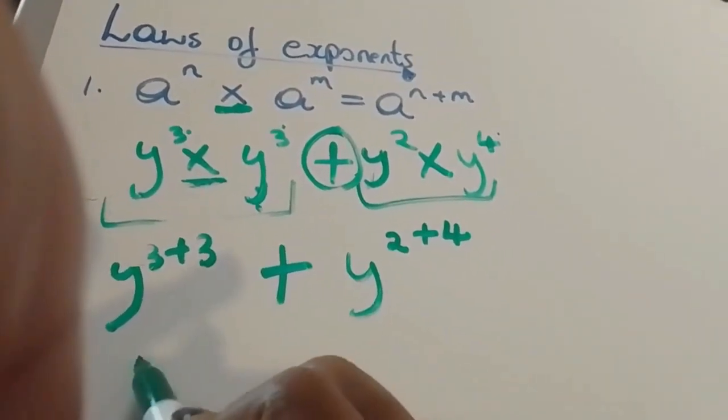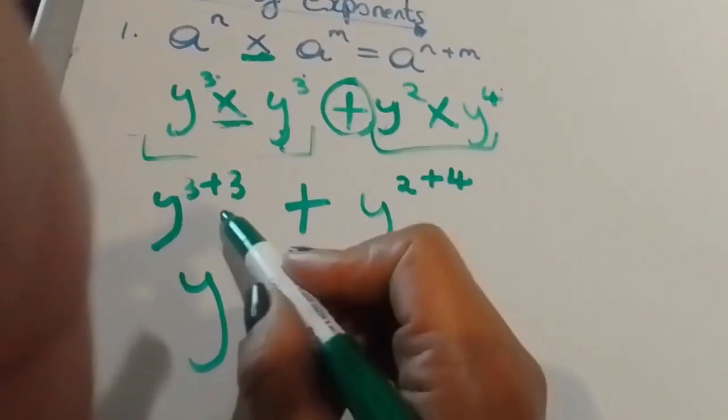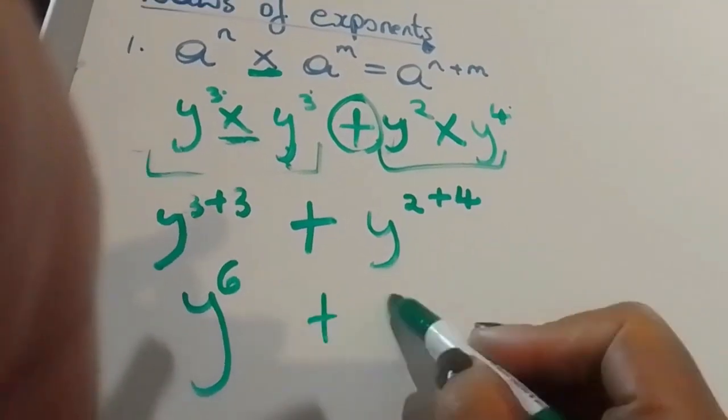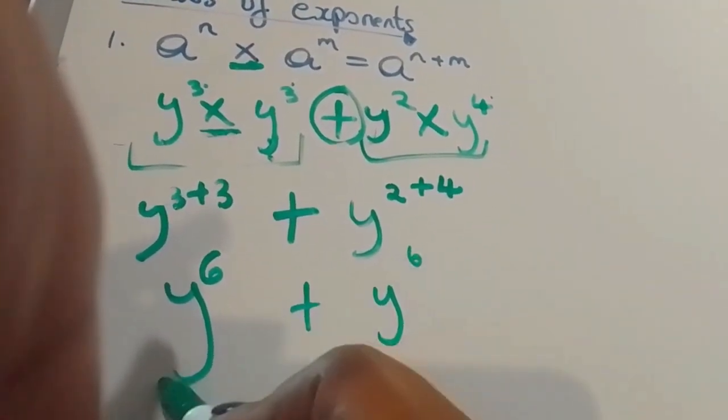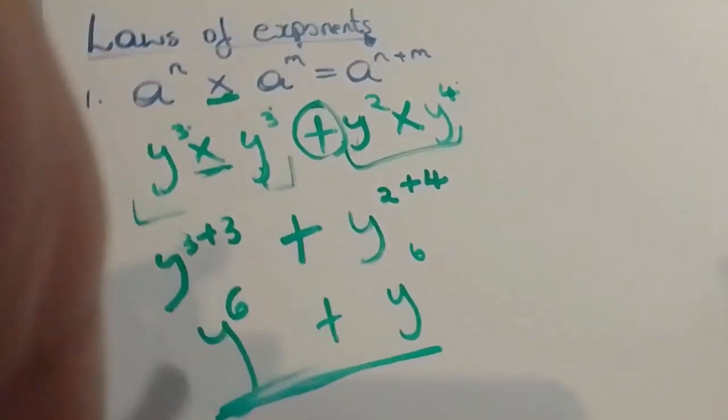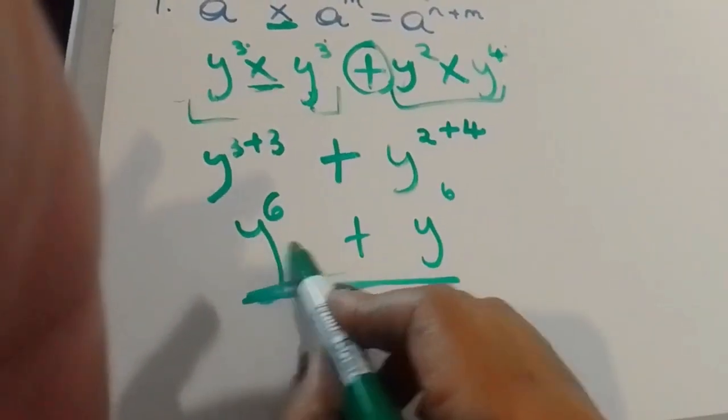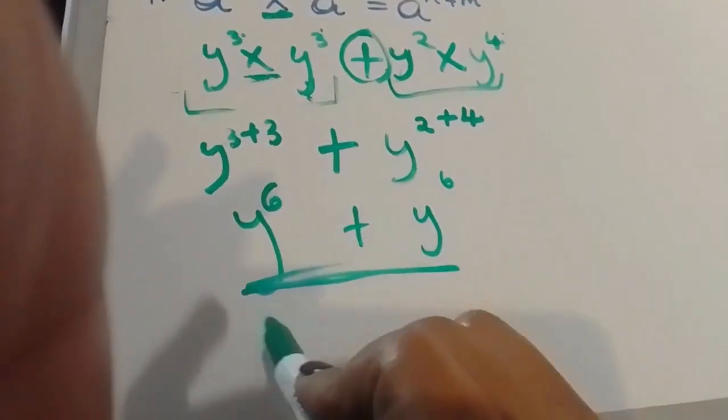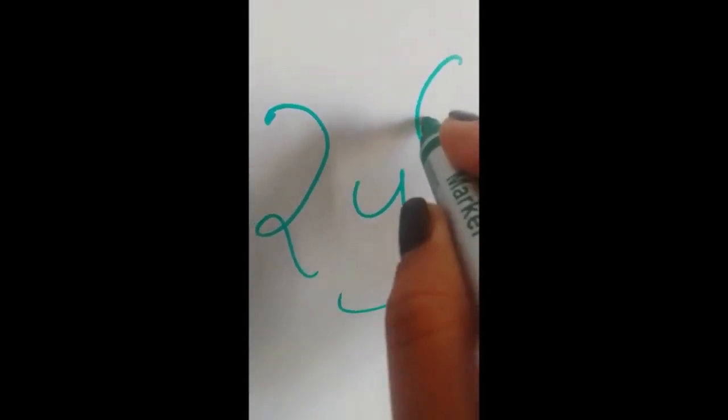Okay. And then we will end up with y to the power of 6 plus y to the power of 6. So now we have terms that look exactly the same. And then y to the power of 6 plus y to the power of 6 gives 2y to the power of 6.